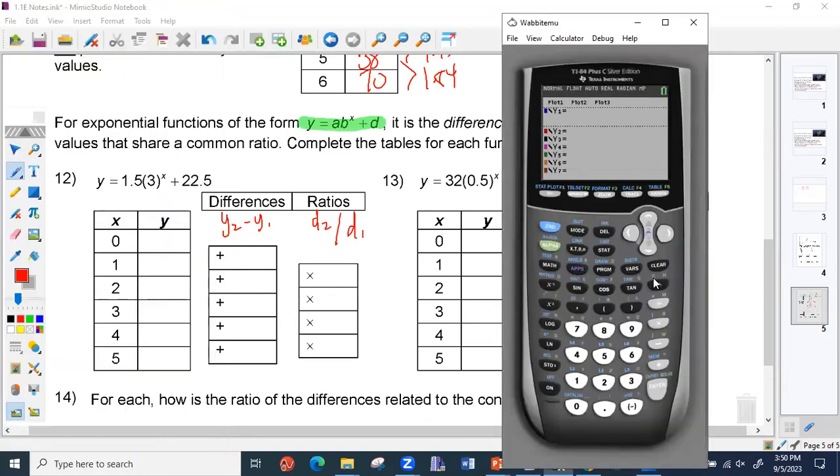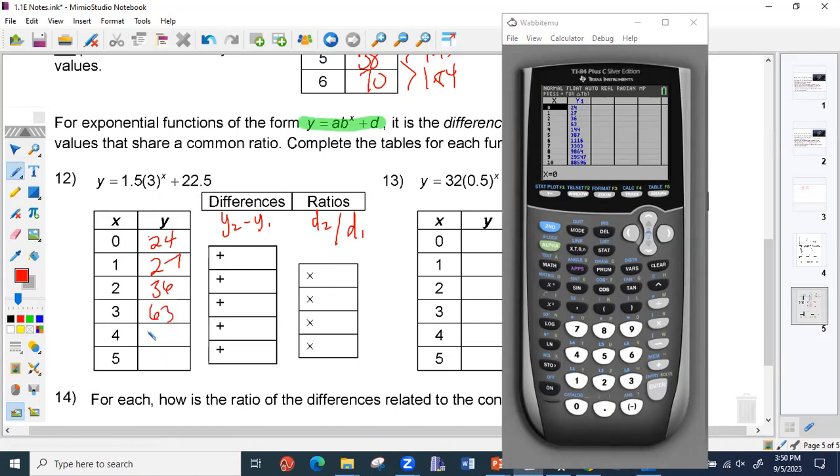So I'm going to graph and fill in my table. We're going to go to y equals, and we have 1.5 times 3 to the x power plus 22.5. I'm going to go to my table by pressing second graph, and there are my values. I have 24, 27, 36, 63, 144, and 387.